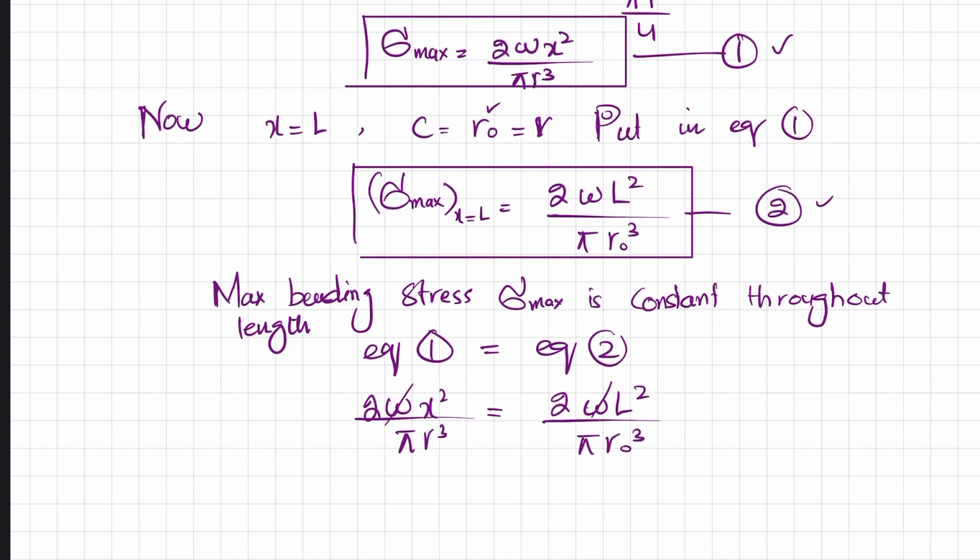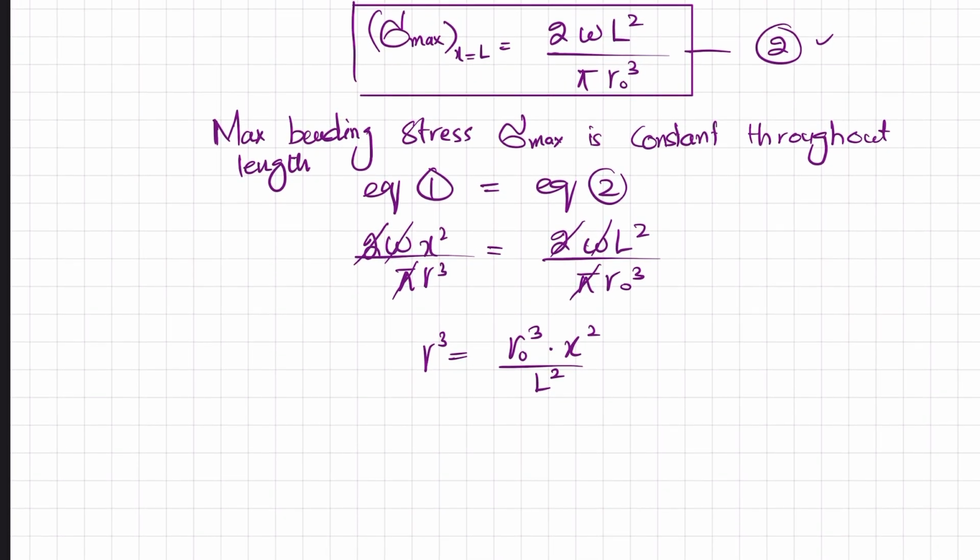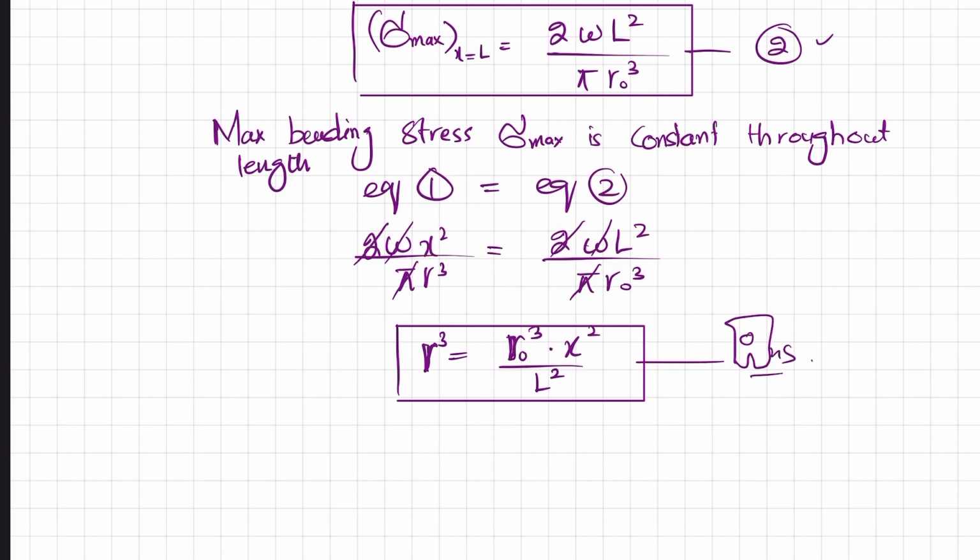So this W will cancel with W, the 2 will cancel with 2, and pi will cancel with pi, and we are interested in finding this R, so we are left with R cube equal to R naught cube into x square divided by L square. So this is the variation of the radius. This is the outer radius, the radius at x. So this is the variation of radius r of this cantilever beam.